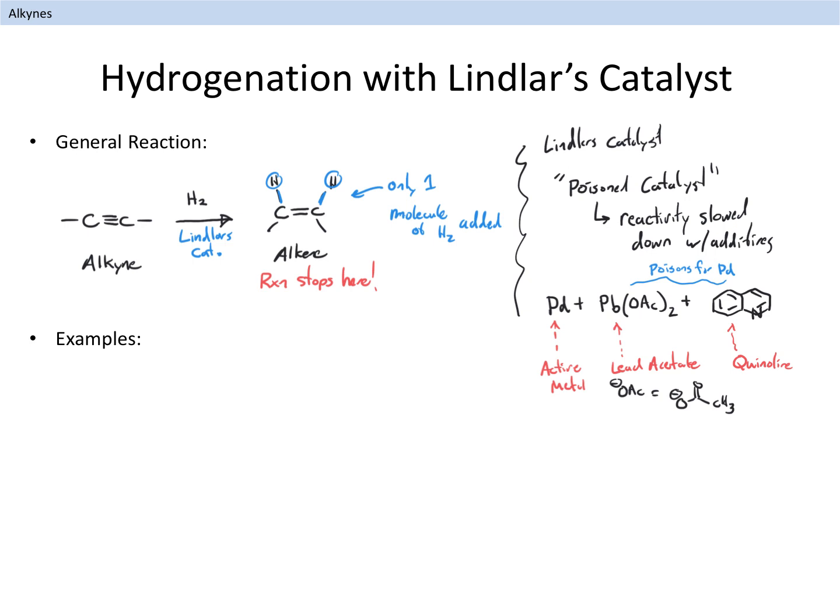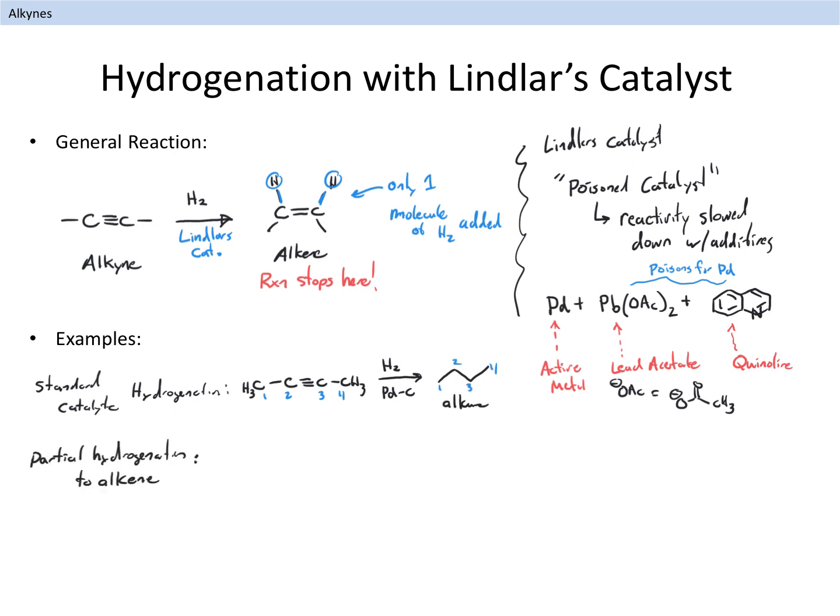Let's break this down step by step. Typically, if you take an alkyne and expose it to a regular palladium catalyst with hydrogen gas, you would completely hydrogenate the alkyne to an alkane. However, sometimes we want to stop at the alkene stage. This is where Lindlar's catalyst comes in.